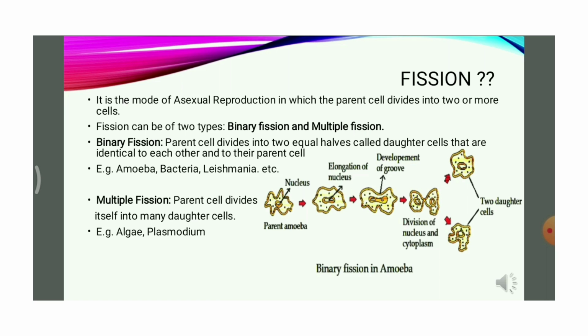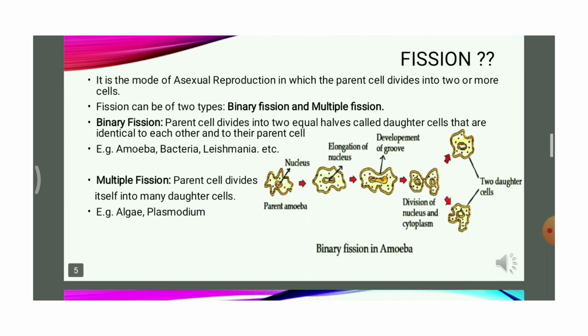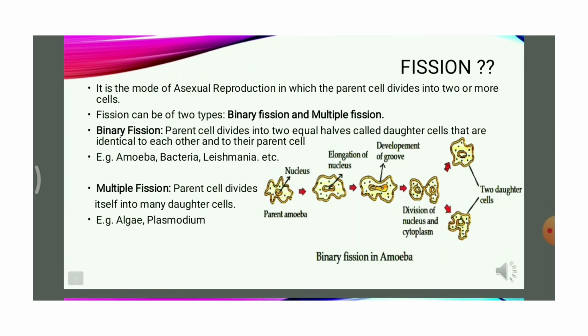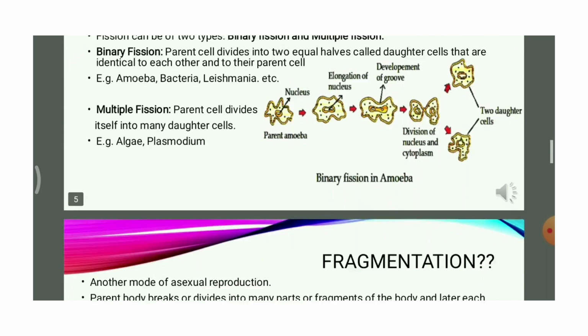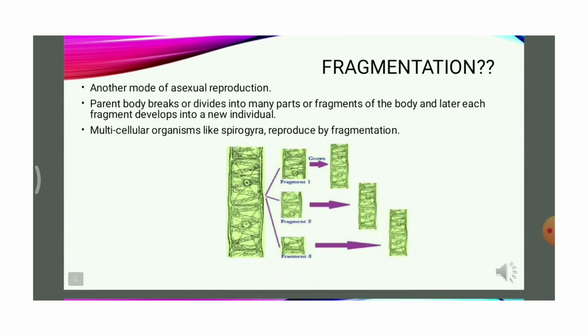Next one is multiple fission. Multiple fission meaning the parent cell divides itself into many daughter cells. Multiple meaning more than two. So many daughter cells are produced from a single parent cell. And the organisms in which multiple fission takes place are algae and plasmodium. We can see plasmodium, in which the asexual reproduction takes place in RBC in case of malaria. And the next type of asexual reproduction is fragmentation.